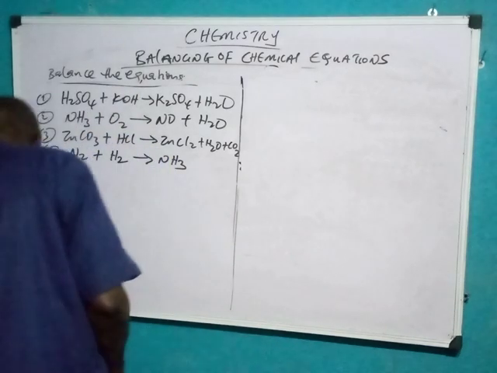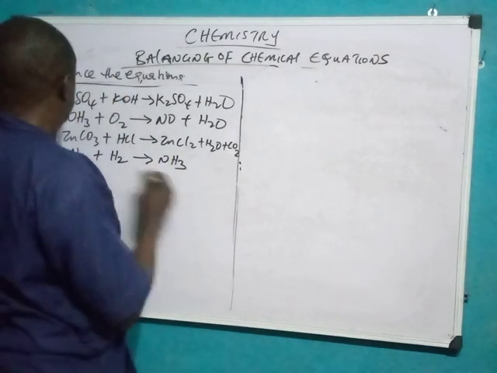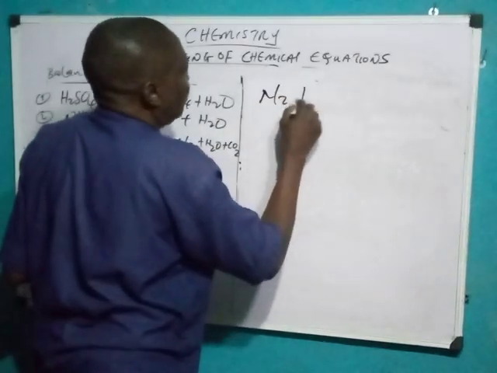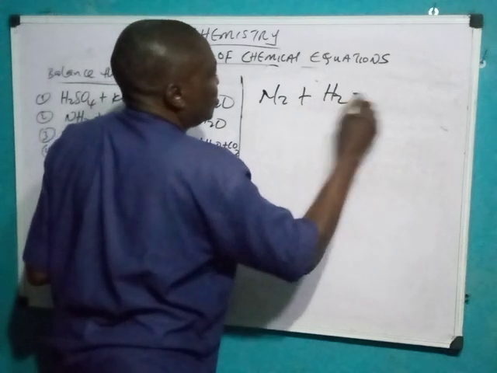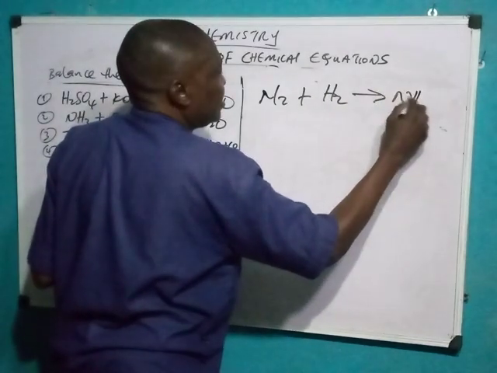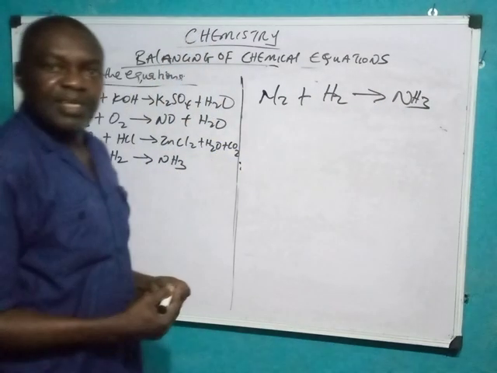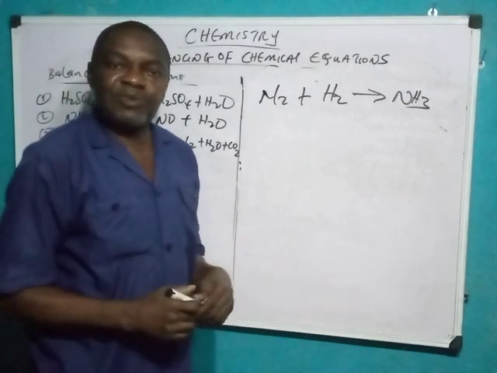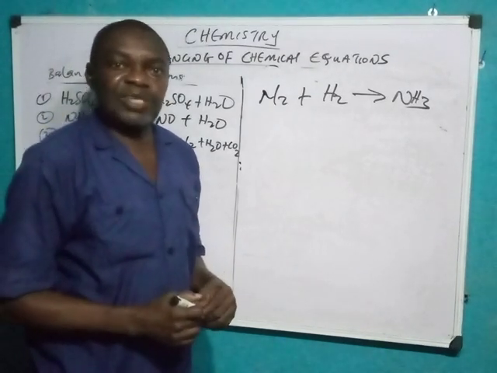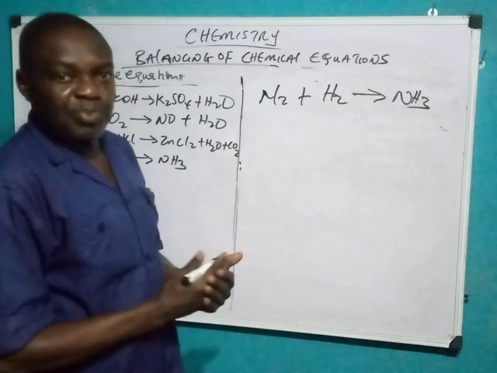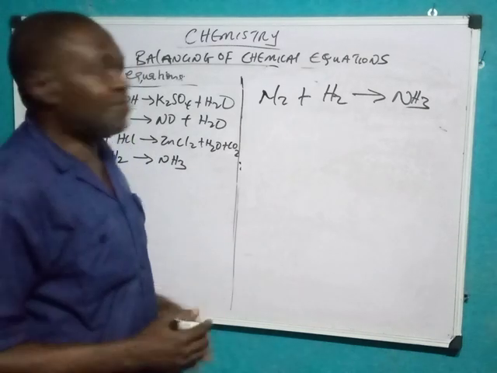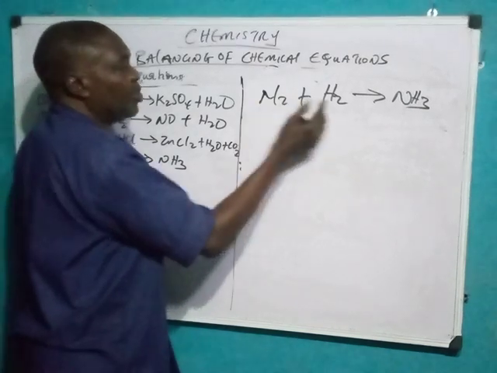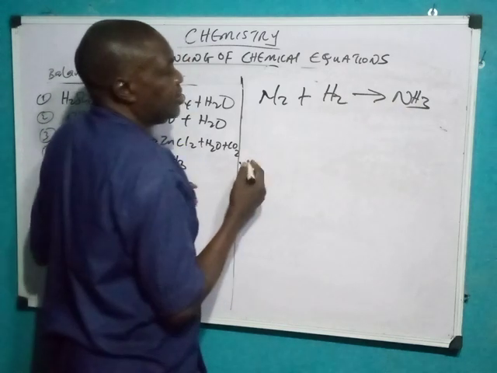The last but not the least, N2 plus H2 to give you NH3. Similar thing. If you were in a class, I would have given you time to balance it so that I know whether you are actually following. But I believe and I trust that you are following. Remember, get a sheet of paper, a biro, and try to follow. So N2 plus H2 gives 2 NH3.